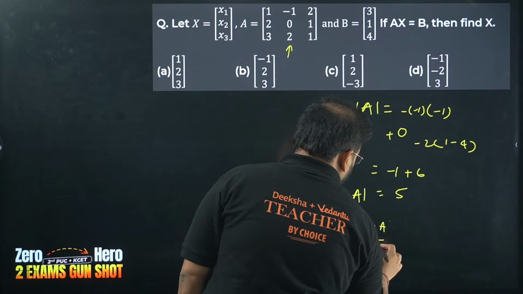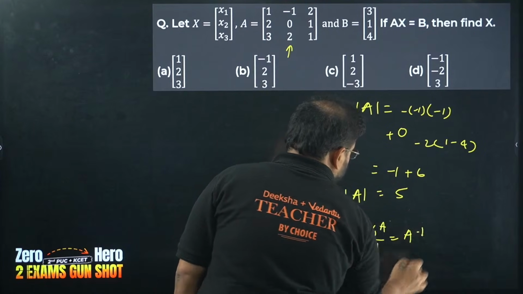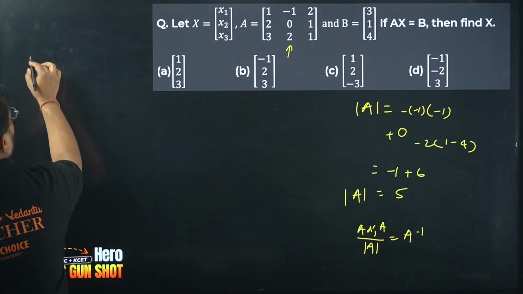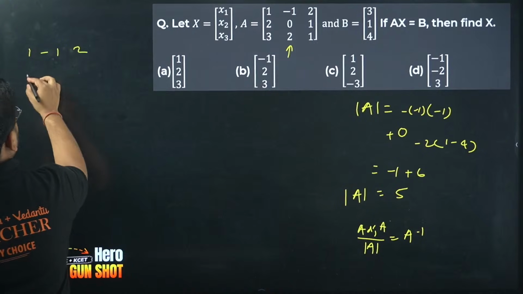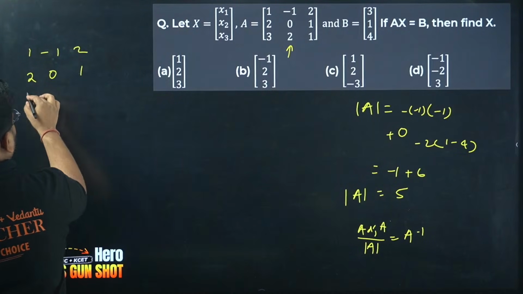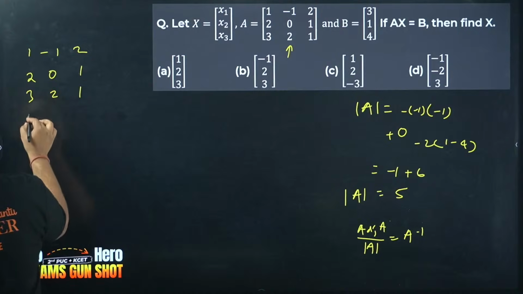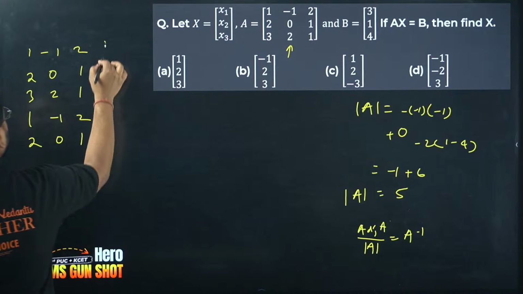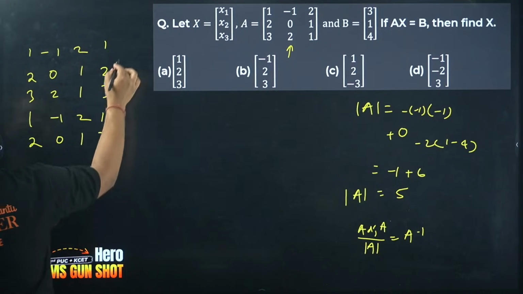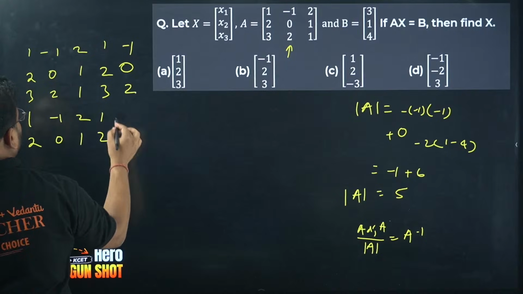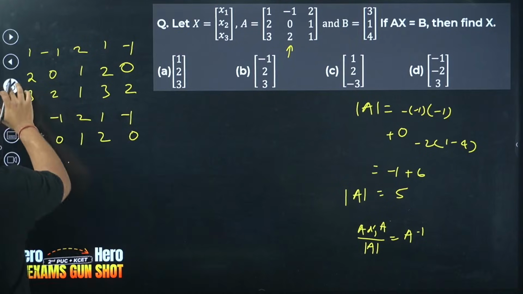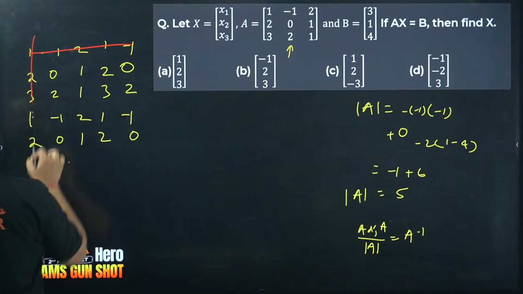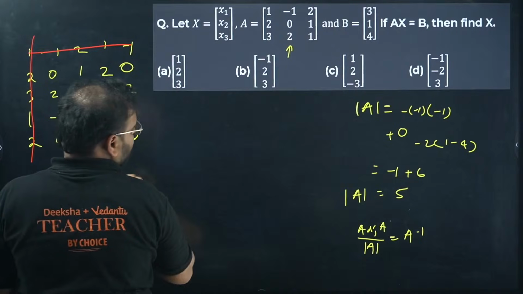Adjoint of A divided by determinant of A is the formula for inverse. And to find the adjoint, what I'm going to do is simply take the matrix that we have: 1, minus 1, 2; 2, 0, 1; 3, 2, 1. Write the first 2 rows, 1, minus 1, 2, 2, 0, 1, and repeat the columns also. So 1, 2, 3, 1, 2, minus 1, 0, 2, minus 1, 0. In the 5 cross 5 matrix so obtained, remove the first row and first column. So first row and first column, and start writing the value of adjoint like this.